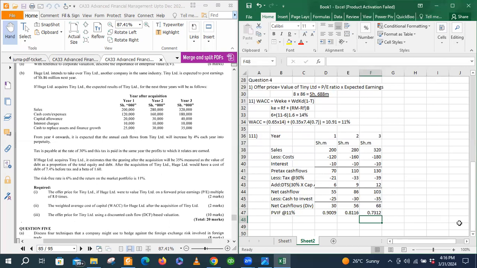So that is our present value, year 1 is 0.2027. Put it all at once.